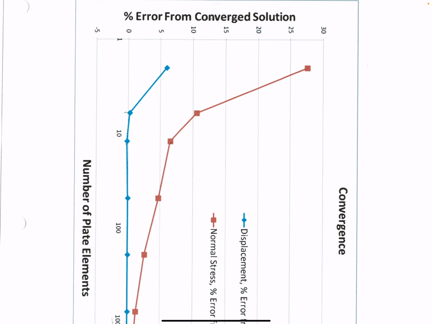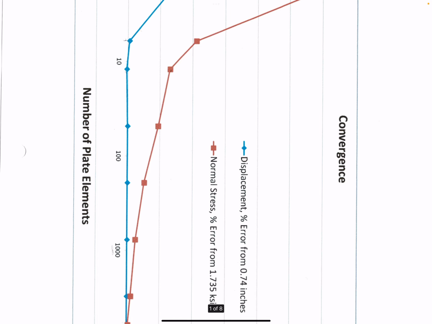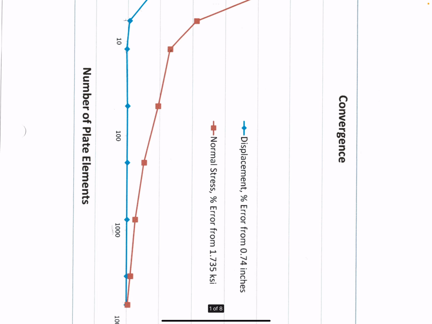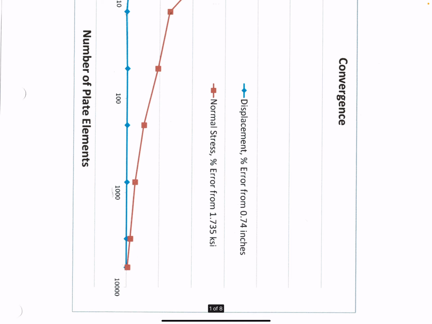So our blue line being displacement, well, our normal stresses are going to be based on the derivative of displacements. And as you can see, the rate at which we converge is hugely different, right? We get 10 plate elements, and we're damn near the converged solution, okay? When we looked at stresses though, we've got to be out at like 10,000 plates to get to that converged solution, right?